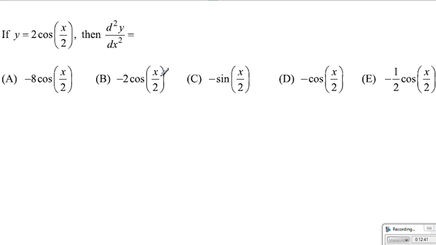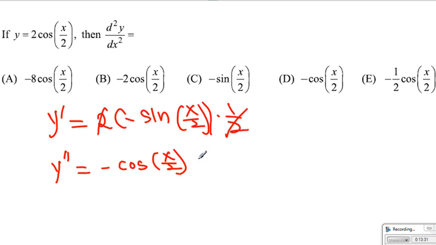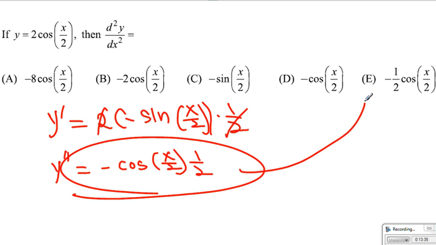Alright, next question. Here we have to take the derivative 2 times. It's called the double derivative. Now here, first y prime becomes 2 times the derivative of cosine, which becomes negative sine of x over 2, and then the derivative of x over 2 becomes 1/2. Hence these two cancel out. Now, y double prime, which would be the same thing as the derivative, and then here we have negative, the derivative of sine becomes cosine of x over 2, and then the derivative of the inside becomes 1/2. So when you combine them together, we end up getting choice E.